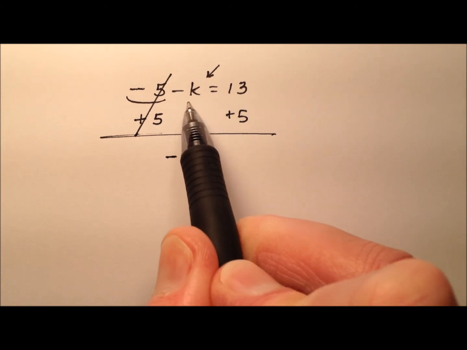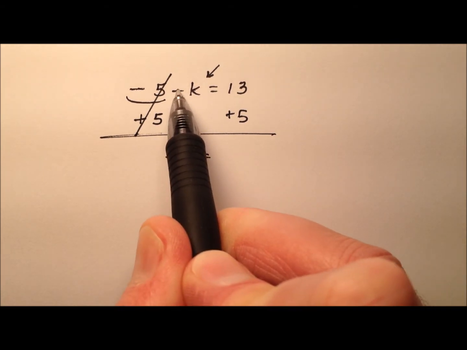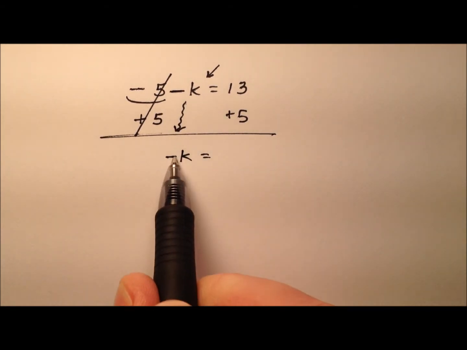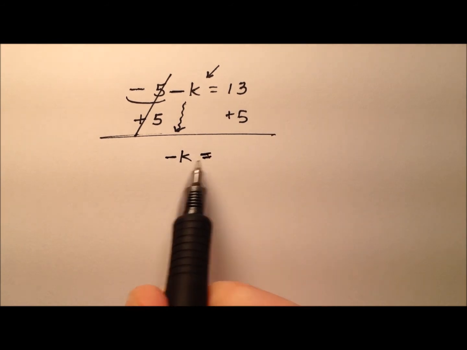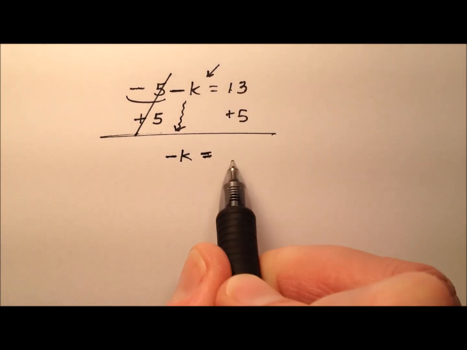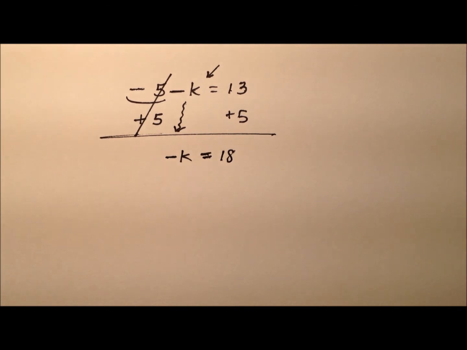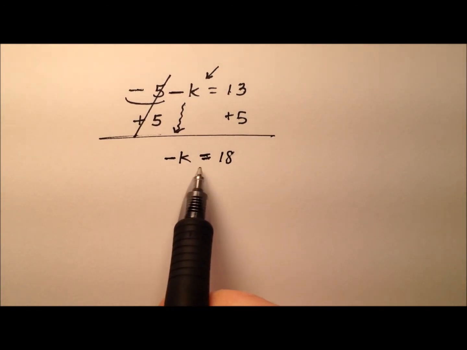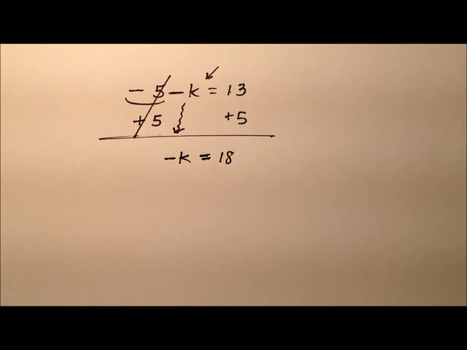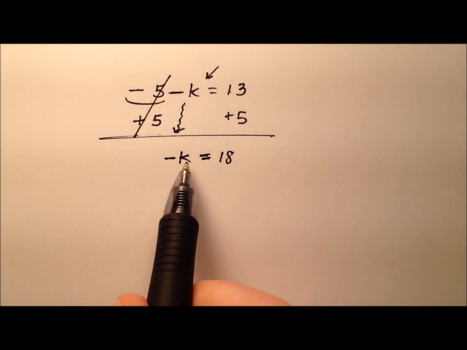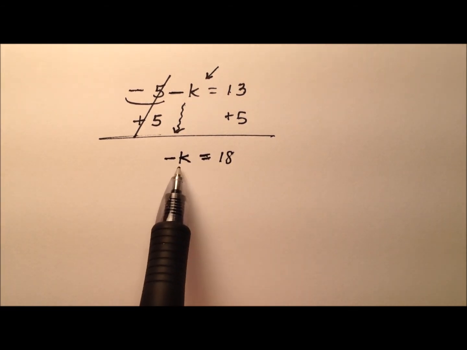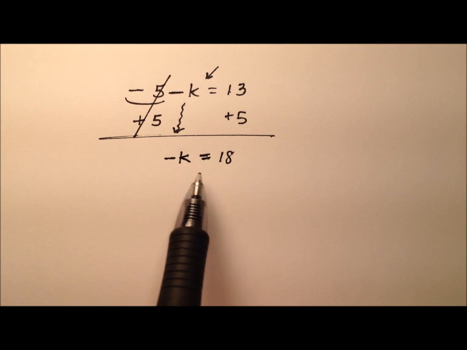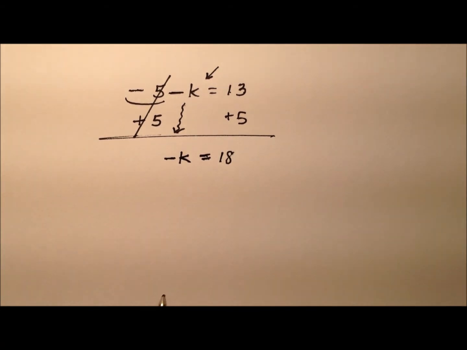And as I mentioned in that previous example, this negative, don't lose it. It needs to come on down here for the ride because it's there. So 13 plus 5 then is 18. Well, an important principle here is we're trying to solve for k, not negative k. So be really careful that you don't say that k equals 18 because it's not k, it's negative k.